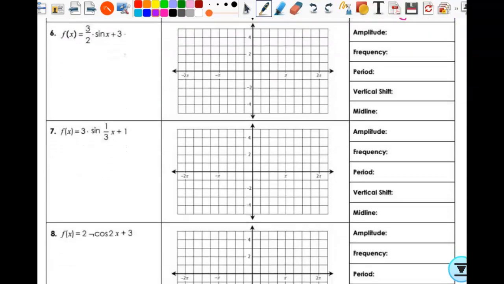What's the amplitude? 3/2. My frequency is 1. Oh, this is not the one I thought I was doing. Okay. The period is 2 pi. I have a vertical shift of 3, so my midline is y equals 3.